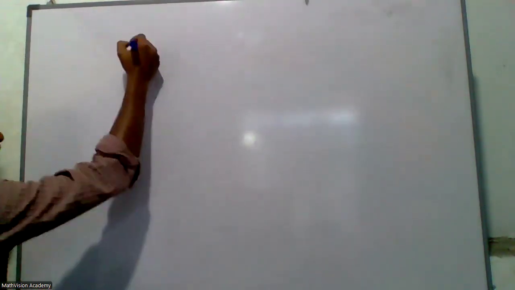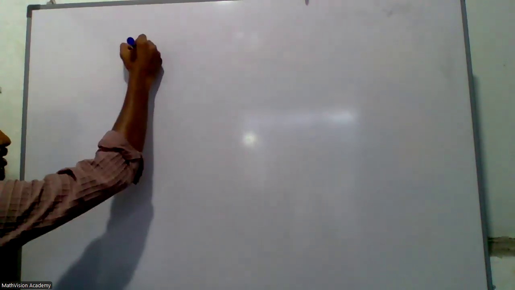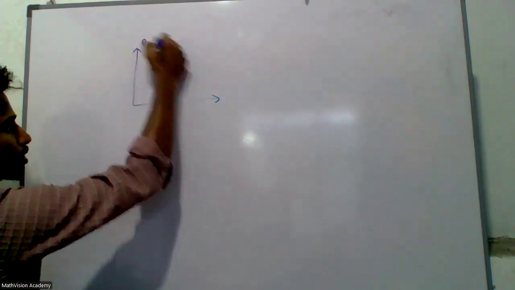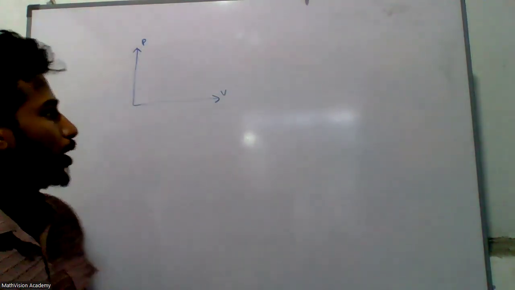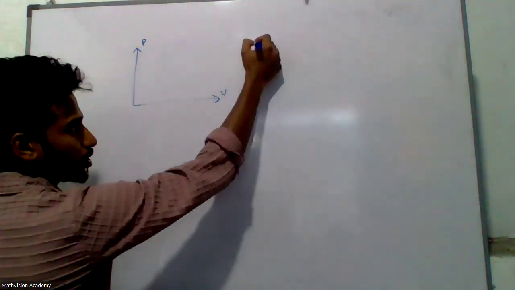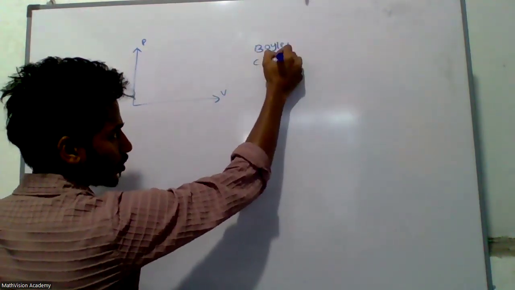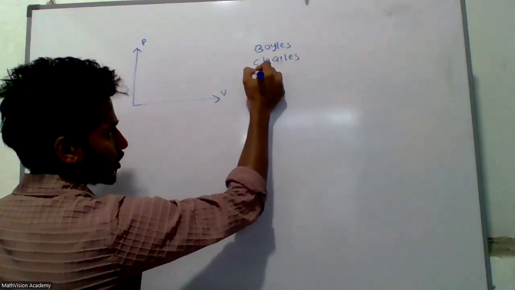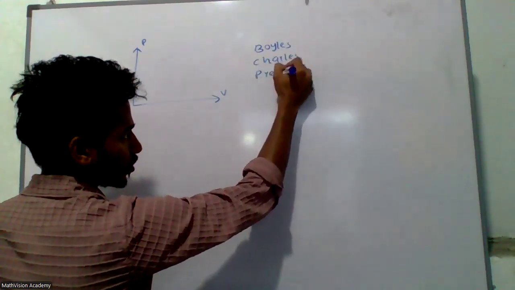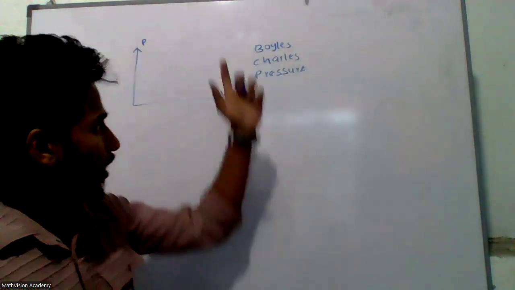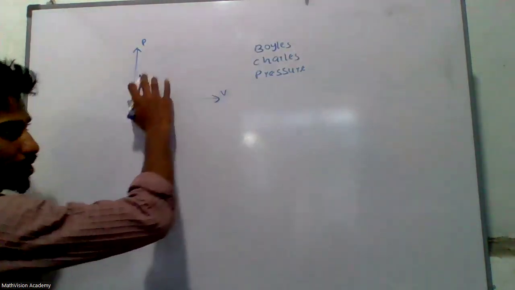So let me just start from where I left off. I think I just gave a brief introduction on thermodynamics. The best way to explain that is the PV graphs which you have noted down. And also we just discussed some gas laws such as Boyle's law, Charles's law, and the pressure law. I will explain all of them in terms of these graphs.